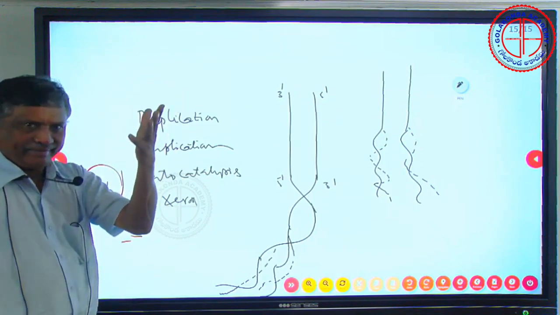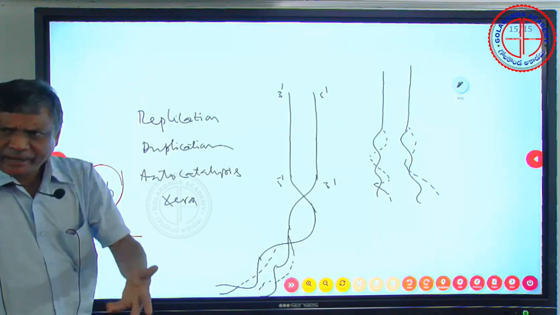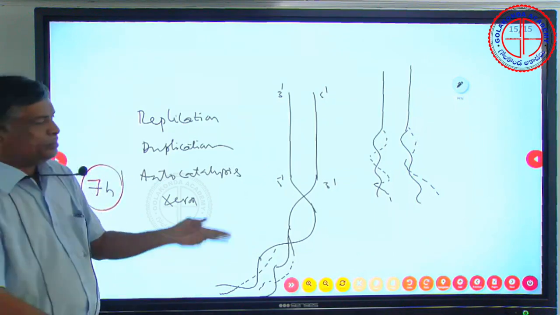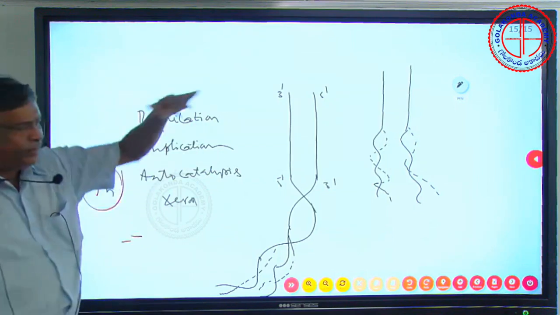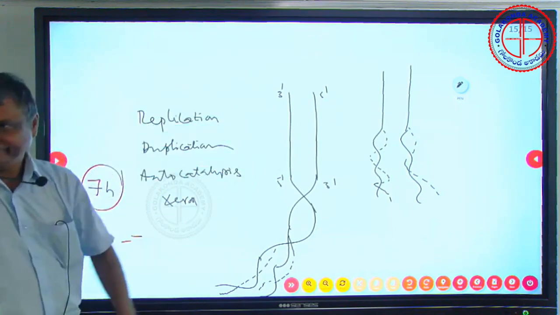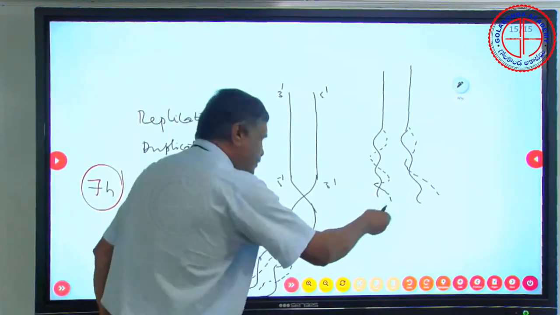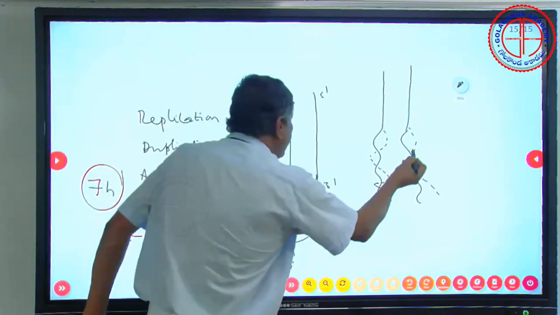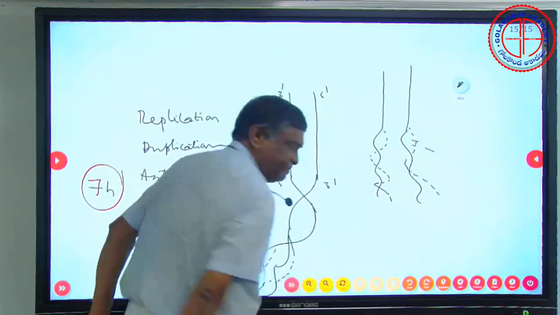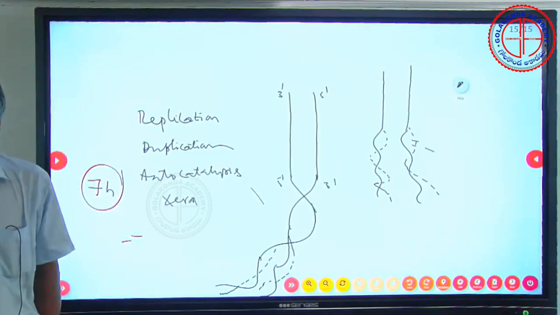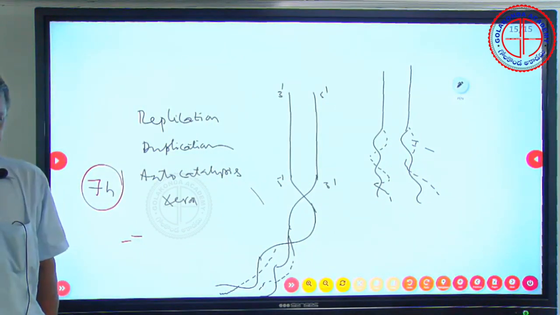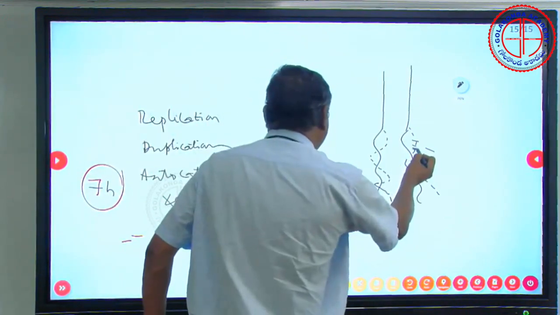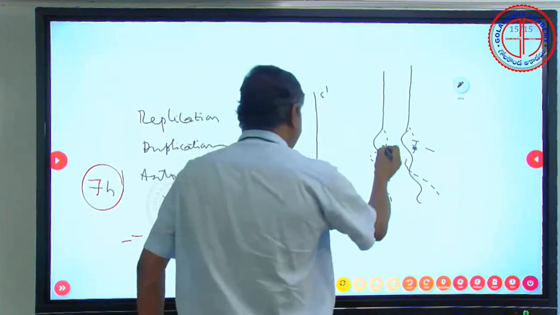ఇది అర్థమవుతుందా? For each and every 7 hours, what is the character? Able to synthesize a new helical from each and every helical of mother DNA. Then during the time of replication, the duplication or the doubling of DNA, the new helical is formed in the form of pieces. Then these pieces can be stitched by an enzyme.